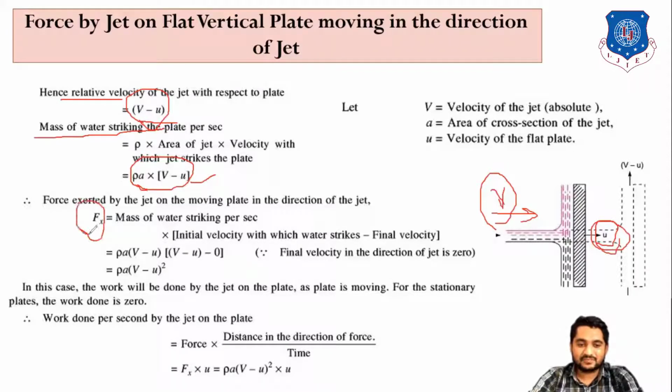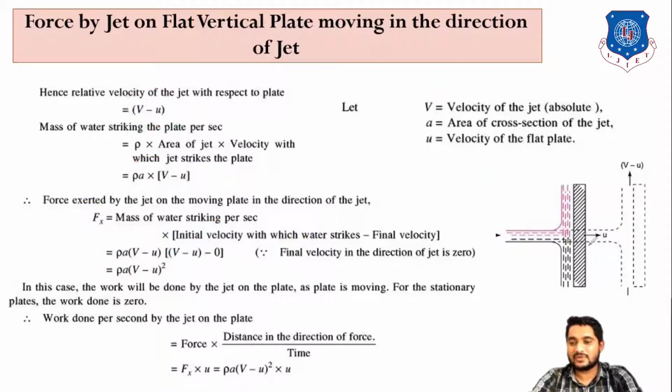Now Fx means mass flow rate into change in velocity. Clear? So mass flow rate, that means rho a (V minus u), into the initial velocity before application of the jet. Before application of the jet, velocity will be V minus u, and after impact of the jet, velocity will be 0 in the x direction. So our equation will be Fx equal to rho a (V minus u) squared. Clear?